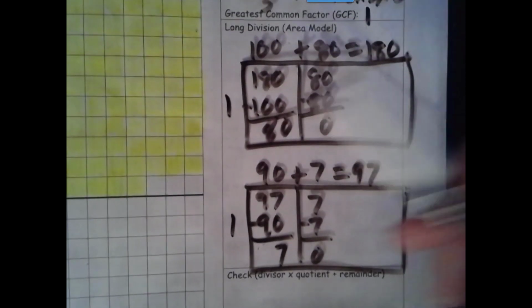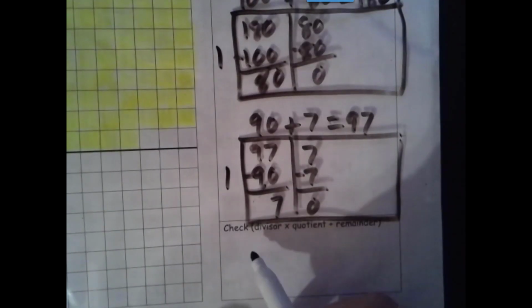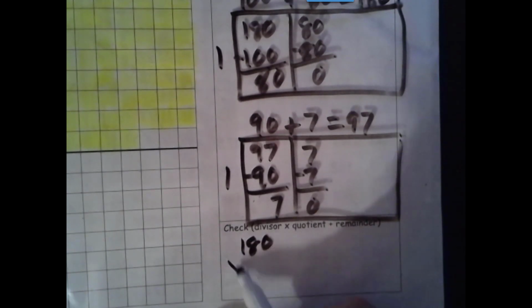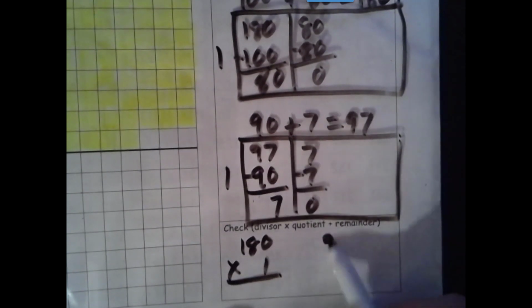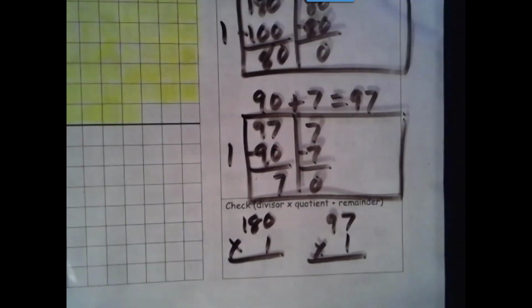Let's go ahead and check. Divisor times quotient plus remainder. Divisor times quotient plus remainder. Since our remainder is 0 for both, and the identity property of addition says when you add 0 it stays the same, we don't need to add 0.